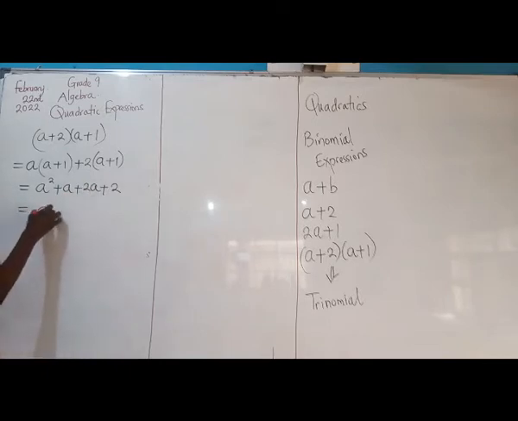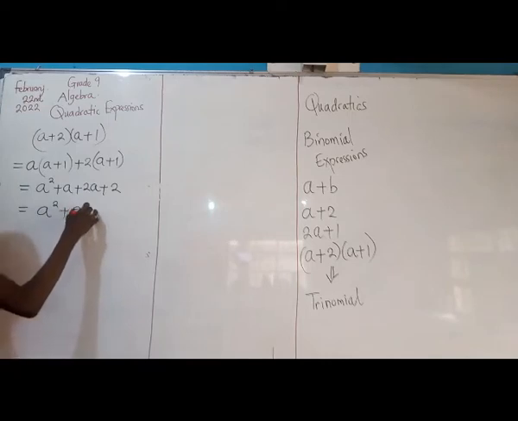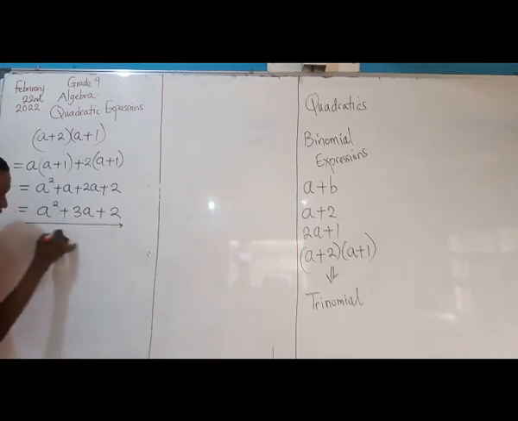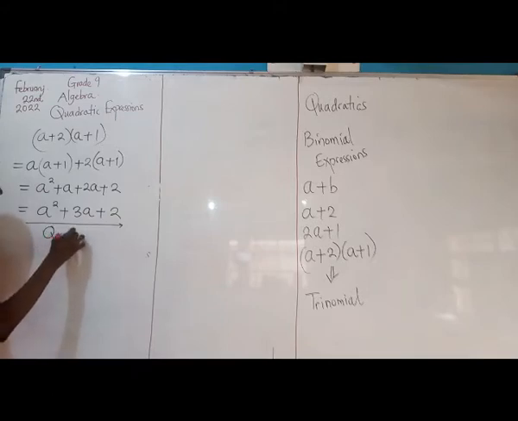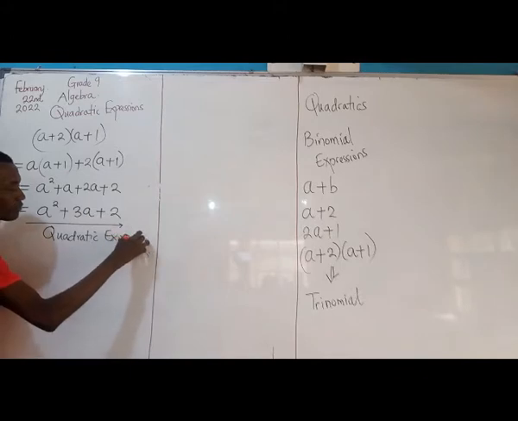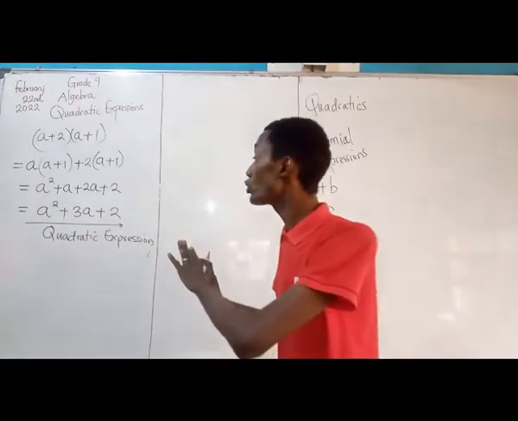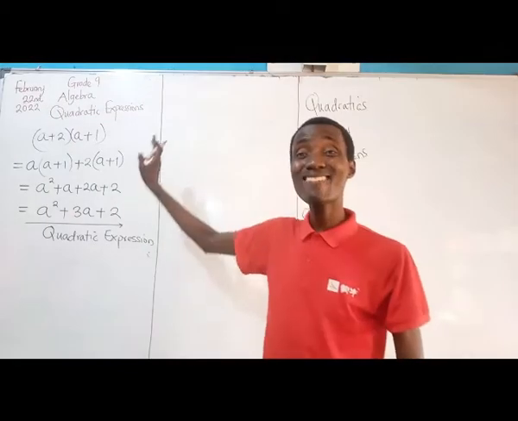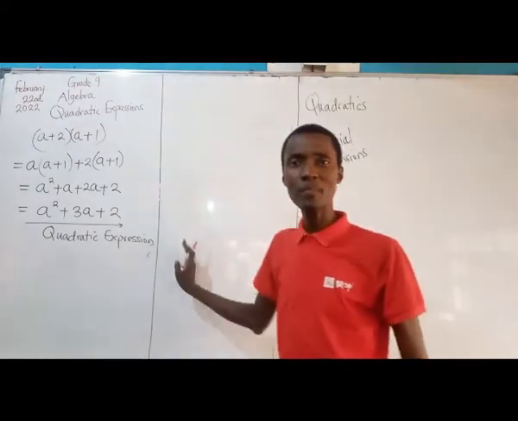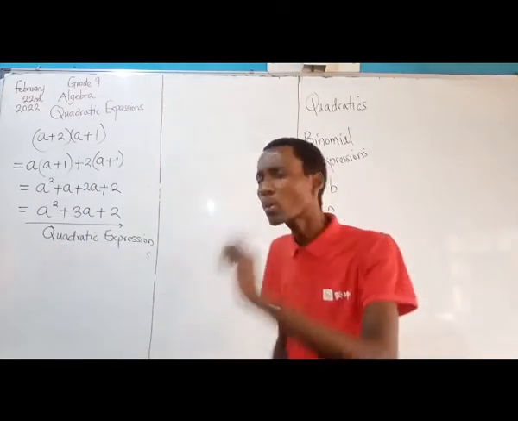This will give me 2A squared plus apples: 1 apple plus 4 apples give me what? 5 apples, plus 2. What we have obtained is what is called a quadratic expression. So, based on this example, we will now try to make a general statement of what a quadratic is.